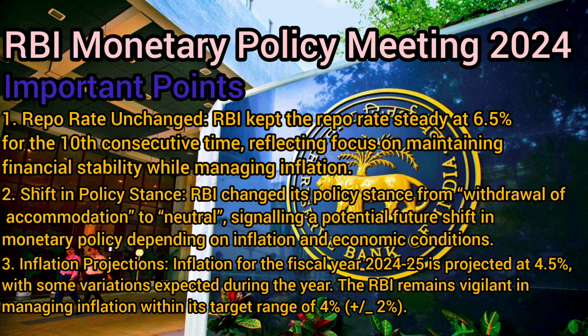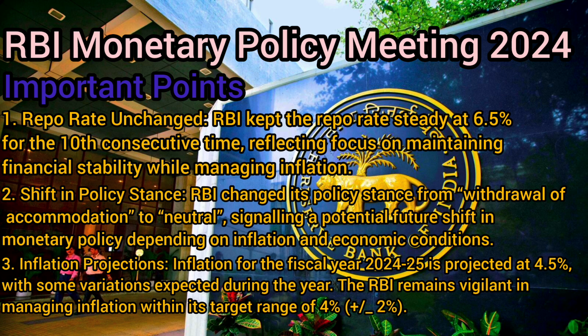Inflation projections. Inflation for the fiscal year 2024-25 is projected at 4.5%, with some variations expected during the year. The RBI remains vigilant in managing inflation within its target range of 4%. The RBI projects inflation to average 4.5% for the fiscal year 2024-25. This is important as it reflects the central bank's expectations about the future price movements.